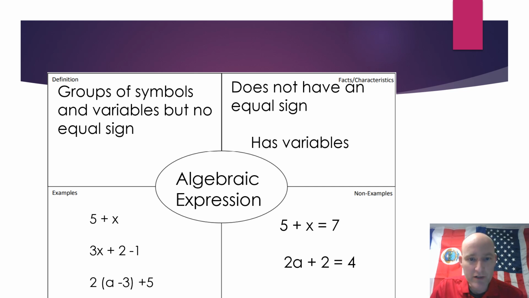Okay, so the algebraic expression could be 5 plus x, it could be 3x plus 2 minus 1, or 2 distributed to a minus 3 inside parentheses, plus 5 outside. Okay? This is not an algebraic expression as it has an equal sign, so therefore it's an algebraic equation.